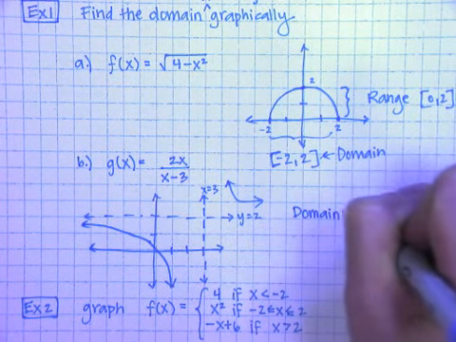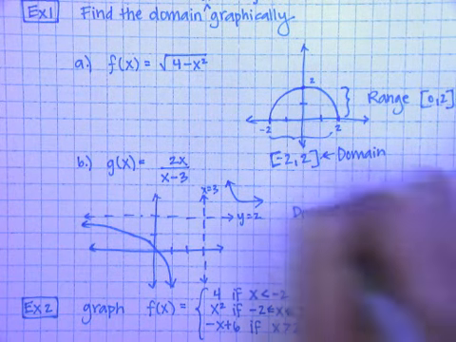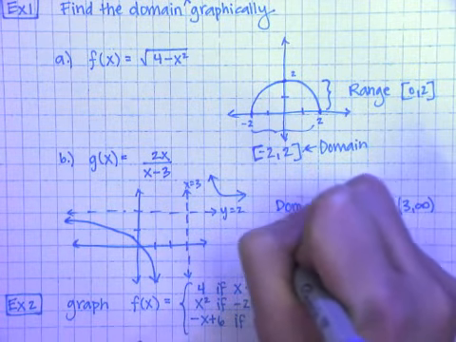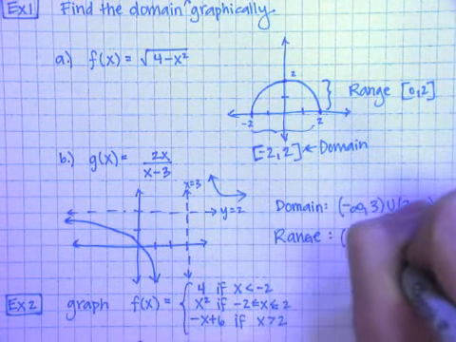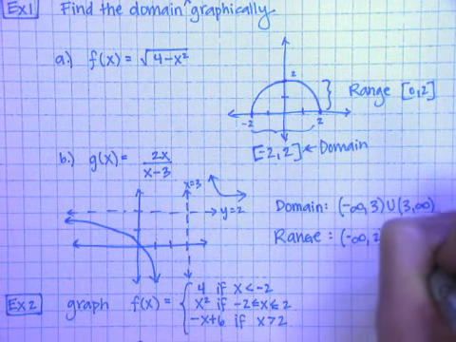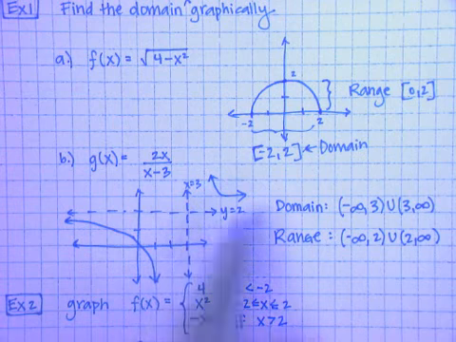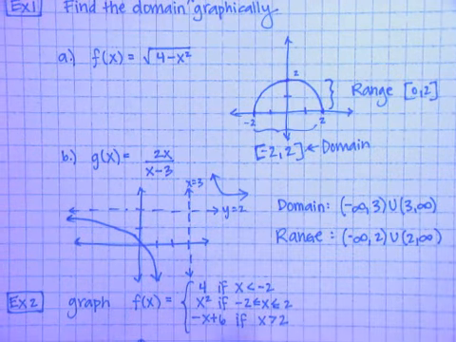So I would say negative infinity to 3, union 3 to infinity, to exclude 3. And then my range for this problem would be all numbers except 2, so negative infinity to 2, union 2 to infinity. So just by looking at the picture of the graph, you can tell what your domain and range are without having to do anything algebraically, which is kind of nice.